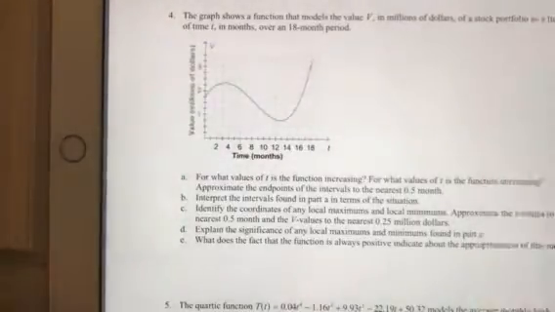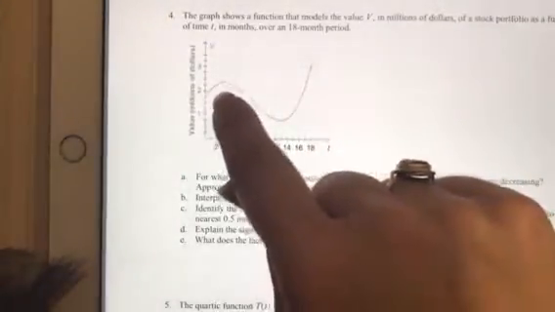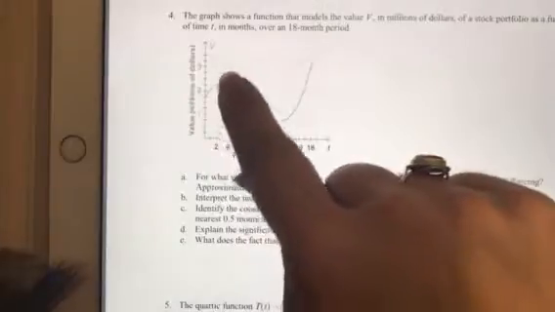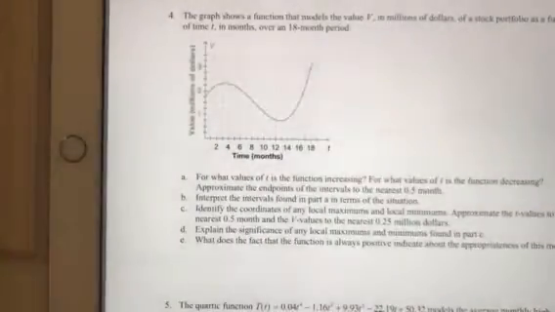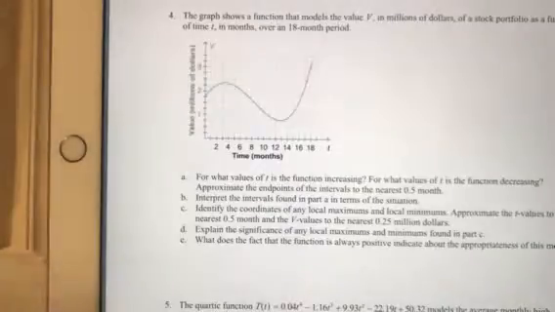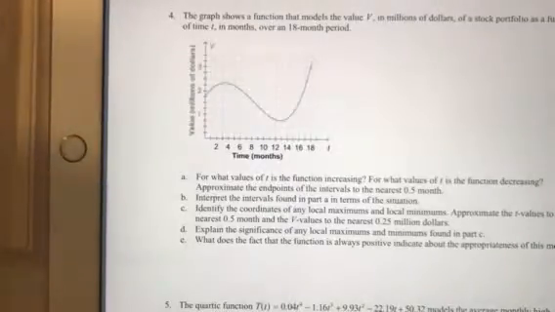It's a peak. And it peaked somewhere between 2 and 3, that's a quarter. I'd say 3/8, so 2 3/8 millions of dollars. So it had a local maximum in 3.5 months where it was worth 2 3/8 million dollars.